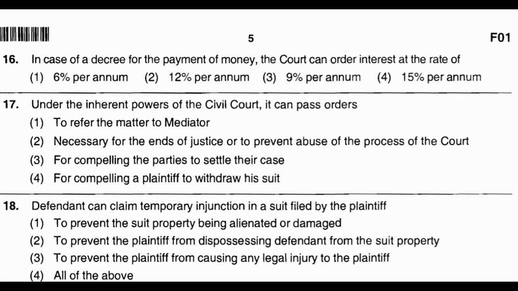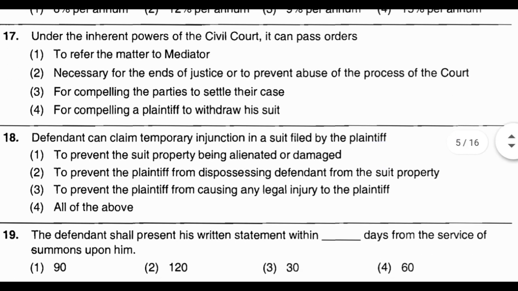Option number 1 to refer the matter to mediator. Option number 2 necessary for the ends of justice or to prevent abuse of the process of court. Option number 3 for compelling the parties to settle their case. Option number 4 for compelling a plaintiff to withdraw his suit. And the correct answer is option number 2, necessary for the ends of justice or to prevent abuse of the process of the court. Now question number 18.